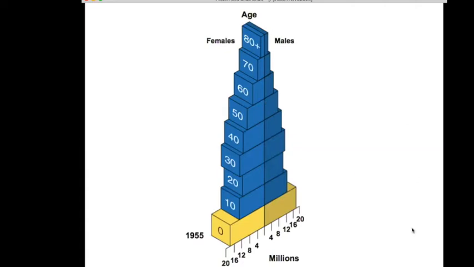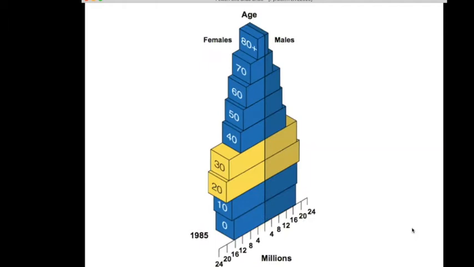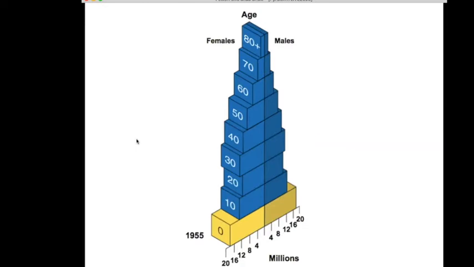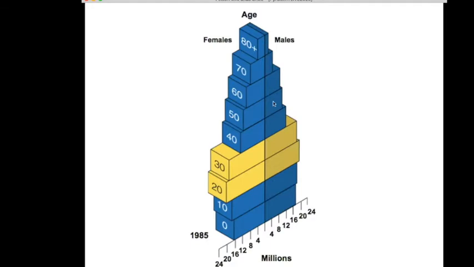Now, if we advance this 30 years or so, 1985, we see the boomers, or the working class, and look what happened right at the top. Females are outliving males by a good portion. And both of them grew. Way more 80s and 70s. I'm going to go back and forth so you can see it. See that? Skinny, fat. A huge growth in our older population.